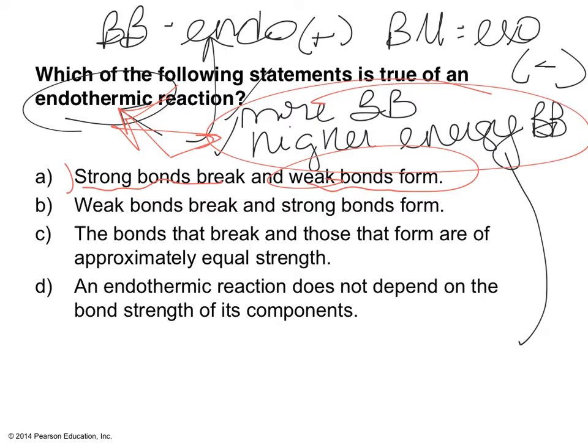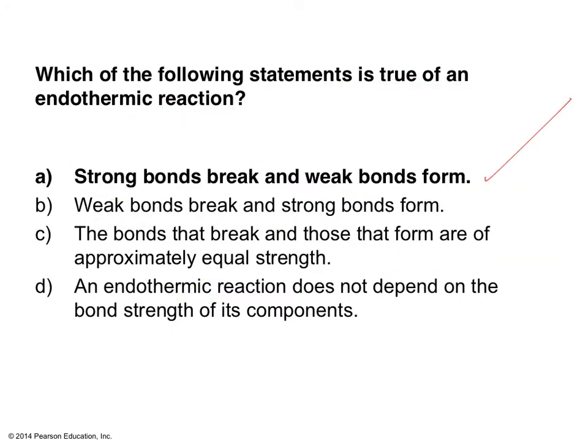Let's look at why the other ones don't make sense. We already said that bonds breaking have to dominate. So weak bonds breaking, no. The bonds that break and those that form are approximately equal strength. That would give you, if that were the case, an enthalpy of reaction of 0. That would mean there's no net gain or loss if they were equal. And D is just flat out wrong. So the correct answer is A.